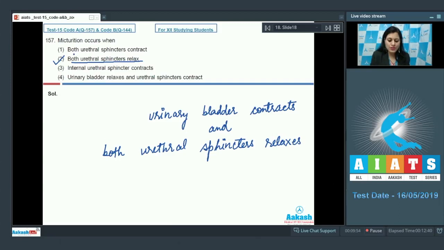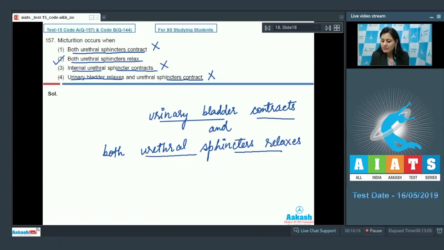So the very first option, both urethral sphincters contract, cannot be a correct answer. Third option, internal urethral sphincter contracts, cannot be a correct answer because both internal as well as external urethral sphincter relax during micturition. And the last option, urinary bladder relaxes and urethral sphincters contract, cannot be a correct answer because urinary bladder contracts while both urethral sphincters relax during micturition. So the correct answer to this question is option number 2. Let's discuss our next question.